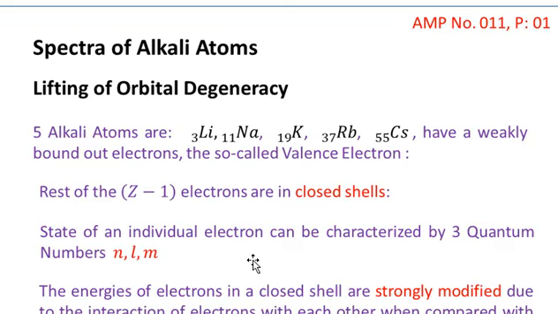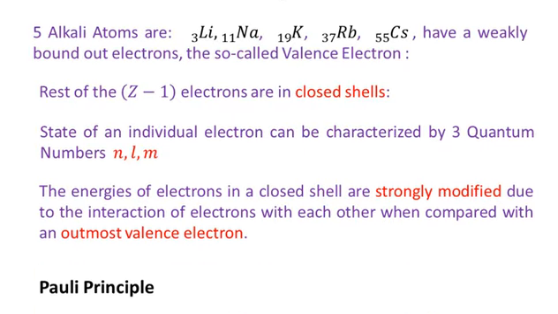So the state of an individual electron can be characterized by three quantum numbers: n, l, m. Principal quantum number, orbital quantum number, magnetic quantum number. The spin quantum number we are not mentioning for now, but in a future lecture we shall include it also.